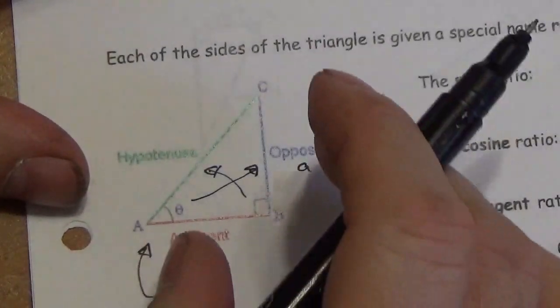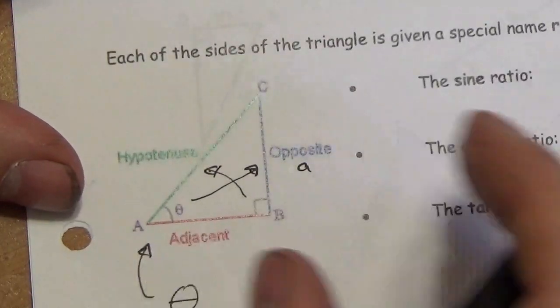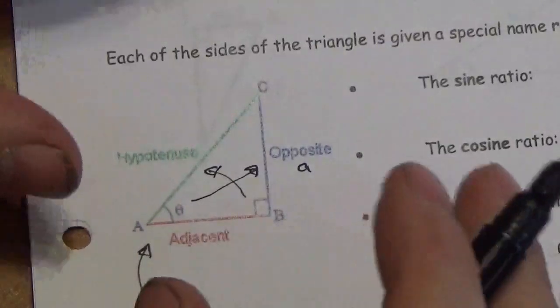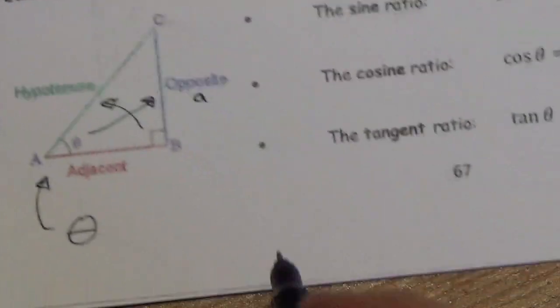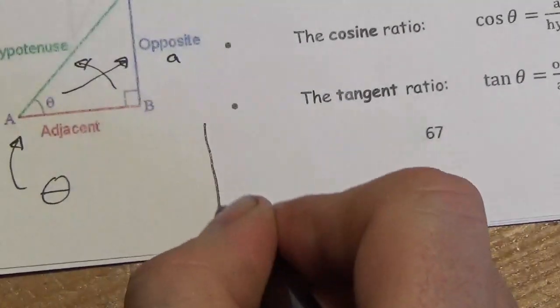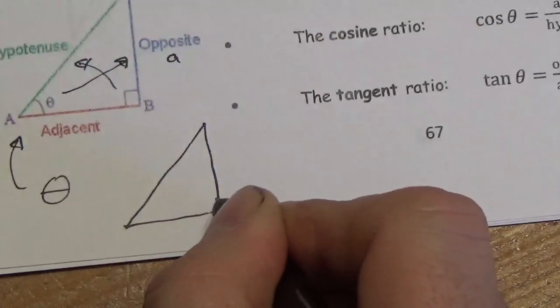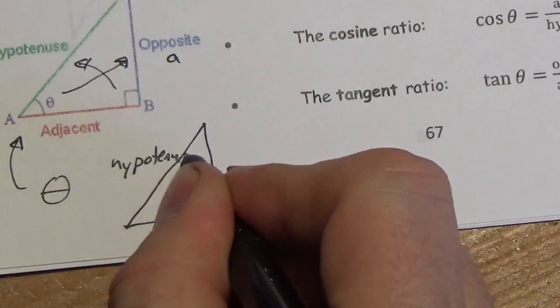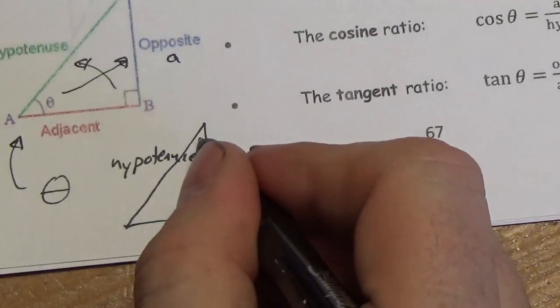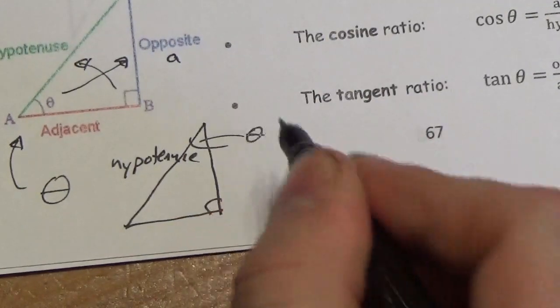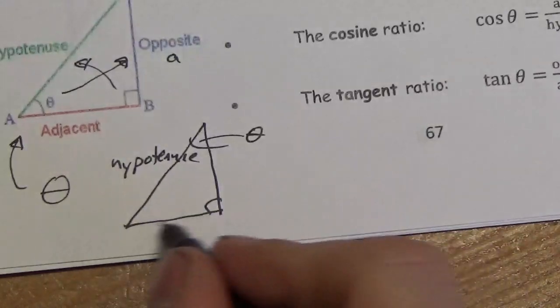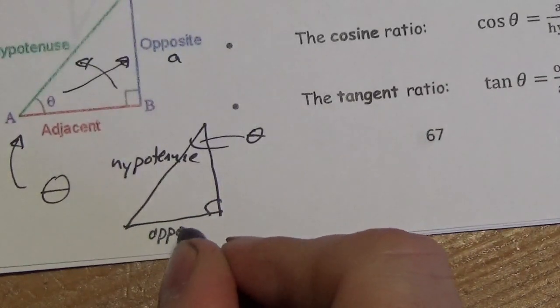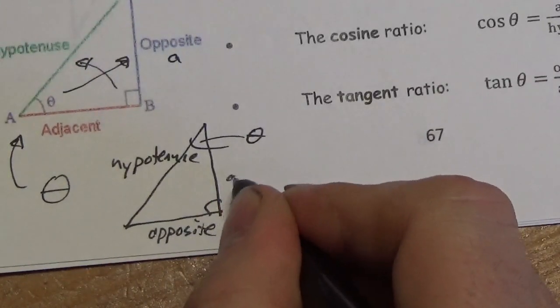The way we label these is going to depend, first of all, on which angle you chose. So just so that you see this, if I had done this, kind of roughly the same triangle, this is still going to become the hypotenuse. I really can't change that. But if I had chosen this to be my angle theta, then this side over here is the opposite, and this side here is the adjacent.